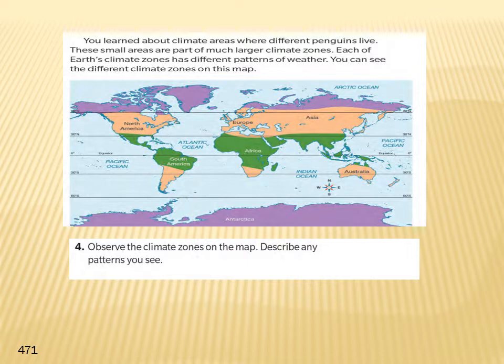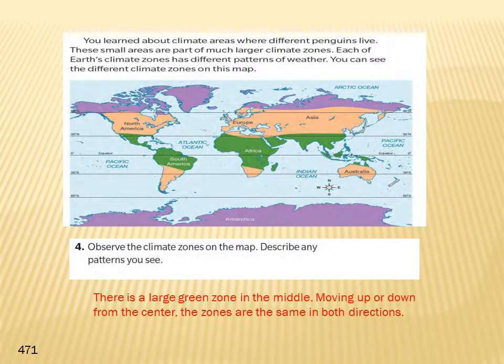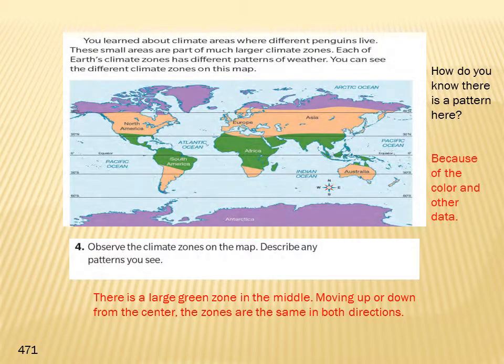Question 4. Observe the climate zones on the map. Describe any patterns you see. I will give you time to think and solve this question. Ready? Let's do it together. Very good. There is a large green zone in the middle. Moving up or down from the center, the zones are the same in both directions. Can you tell me, how do you know there is a pattern here? Yes, because of the color and other data.